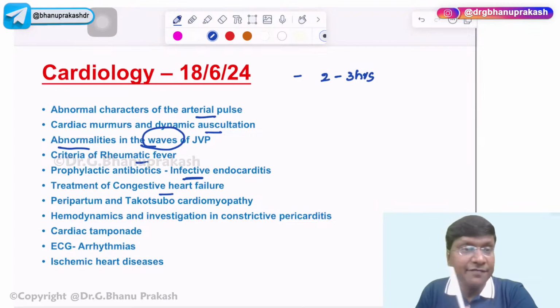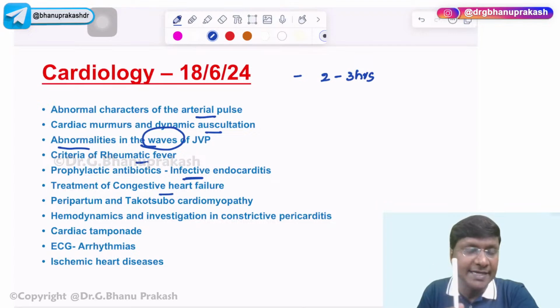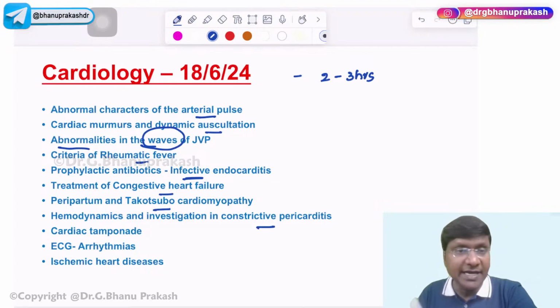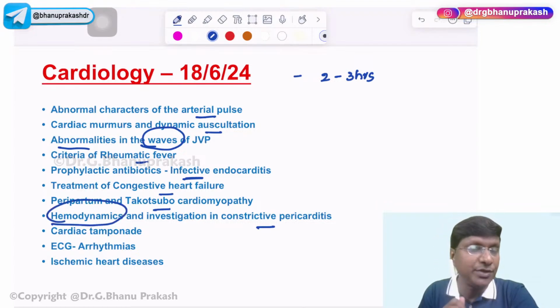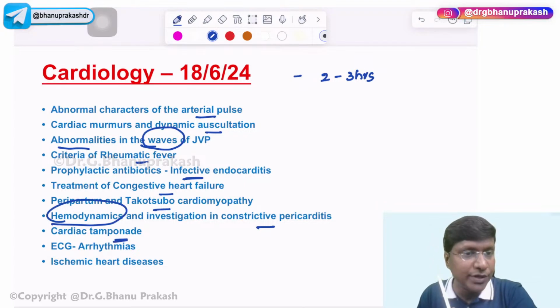And in congestive heart failure, you need to know the treatment. That is heart failure with preserved and reduced ejection fraction. What is the treatment that you need to give? And in the cardiomyopathies, very important are peripartum cardiomyopathy and Takotsubo cardiomyopathy. And in pericarditis, constrictive pericarditis, hemodynamics is very, very important that you need to revise before going to the exam. And cardiac tamponade, that is Beck's triad, definitely you need to revise before going to the exam.